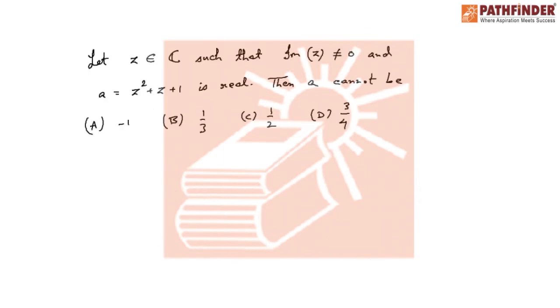Next question. Let z be a complex number such that imaginary part of z is not equal to 0 and a equal to z square plus z plus 1 is real, then a cannot be which of these following.